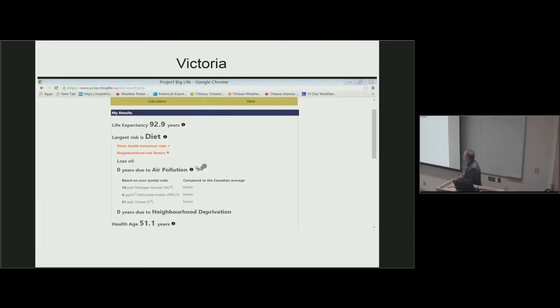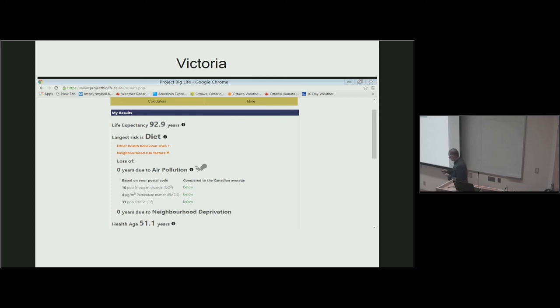Now, here's something we had a little fun with. We added these curves that I showed you into a calculator called the Big Life Calculator. If you get on your phones and Google Big Life, it comes up. You put in all the information about your diet and your health and everything like this.